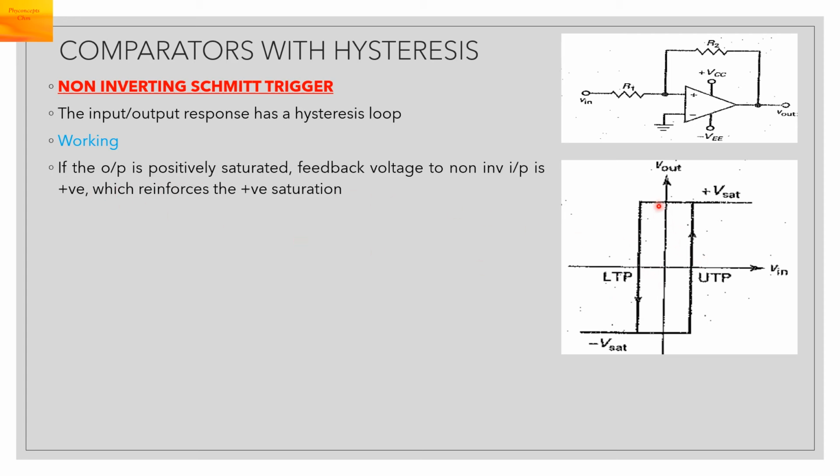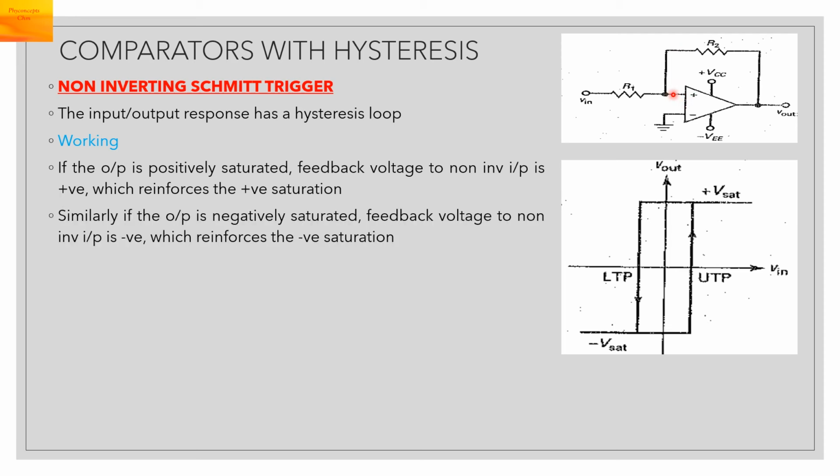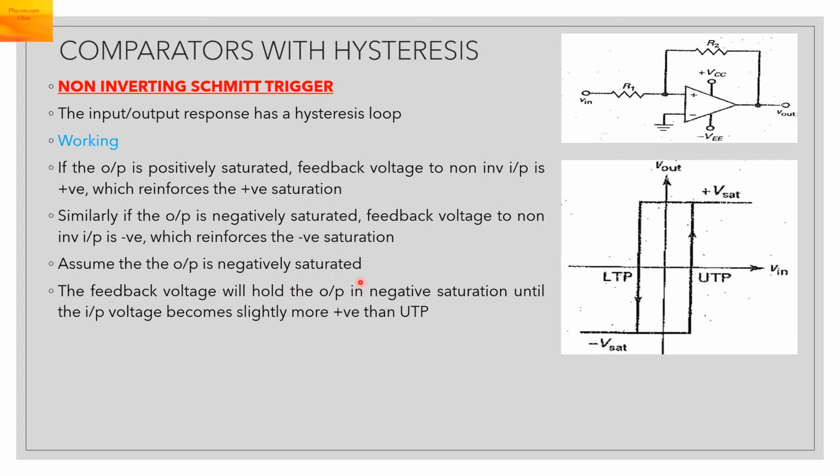If the output is positively saturated, the feedback voltage to the non-inverting input is positive, which reinforces the positive saturation. And if the output is negatively saturated, the feedback voltage that is fed to the non-inverting input will be negative, which reinforces the negative saturation. So assume the output is negatively saturated.